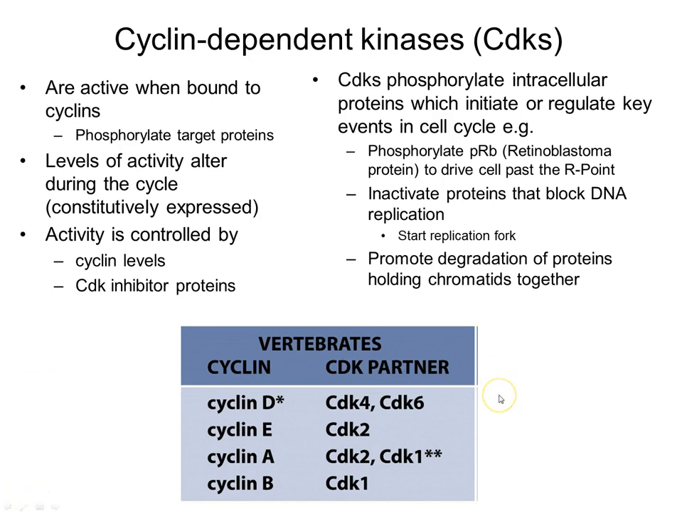And one of the key events of Cdks that we're going to look at next is how cells get past the R point. So cyclin E activates Cdk, specifically Cdk2, and Cdk2 is going to phosphorylate the retinoblastoma protein that we're going to look at next. So that's the key event that drives cells through the R point.